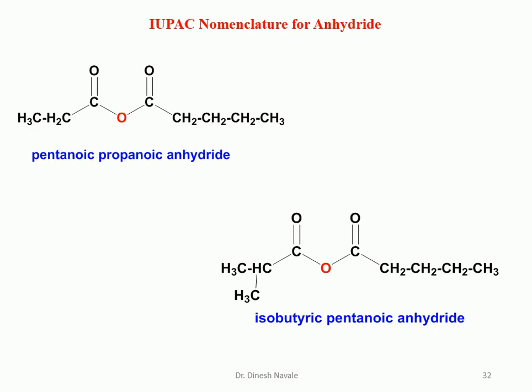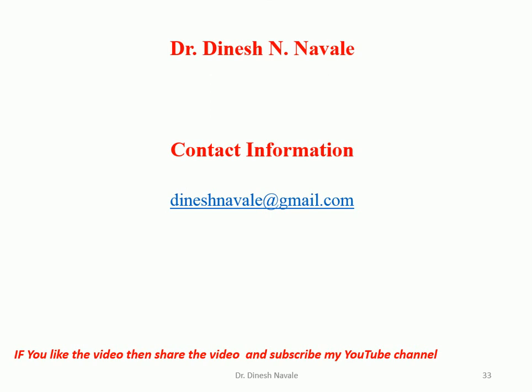So for the IUPAC nomenclature of the anhydride molecule, we have to check the longest carbon chain in which the E of the alkane will be replaced by oic anhydride. So during this discussion, we have seen the IUPAC nomenclature for the 4 carboxylic acid functional group derivatives, which are nothing but the ester, amide, anhydride and the acid halide.